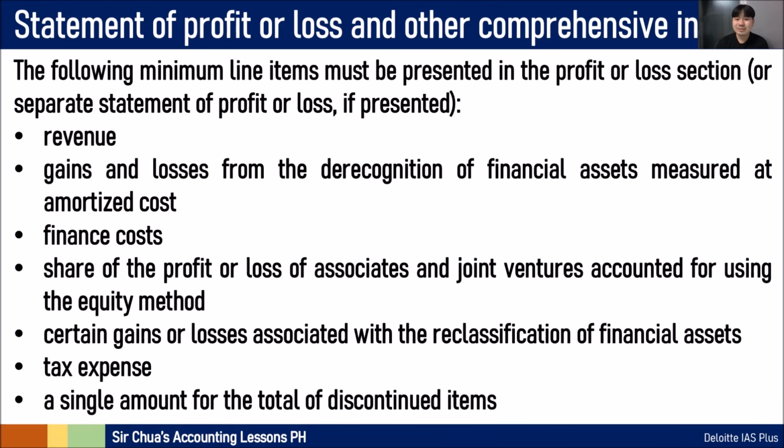And then the minimum line items must be presented. So, dapat yung ating statement of comprehensive income, may laman ganito. Revenue, gains and losses from the recognition of financial assets measured at amortized cost, finance cost, share of the profit or loss of associates and joint ventures. So, nasa intermediate accounting din yan. And then certain gains and losses with reclassification of financial assets. And then your income tax expense and a single amount for discontinued items or discontinued operations.